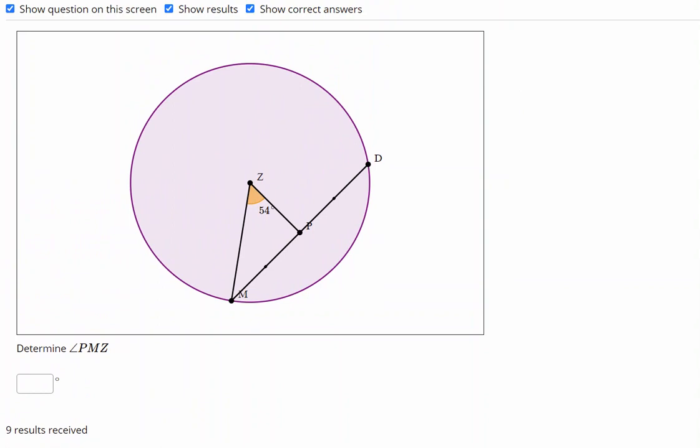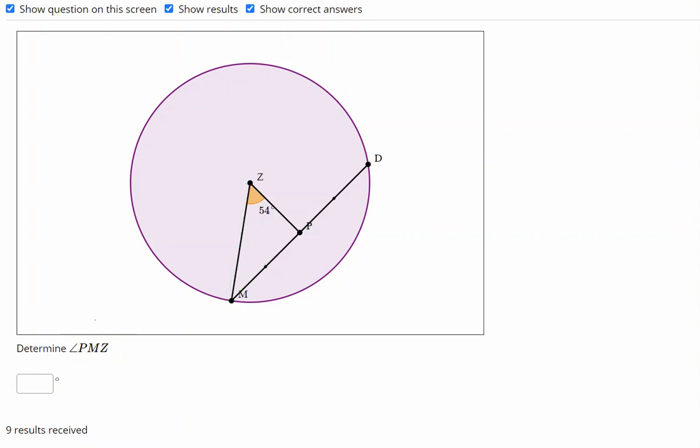Actually, before I do that, let's make sure we know what this even means. So if it's saying angle PMZ, right? That's saying from P to M to Z, right? So it's actually this angle. It's going to be the middle letter is what we're after, right?